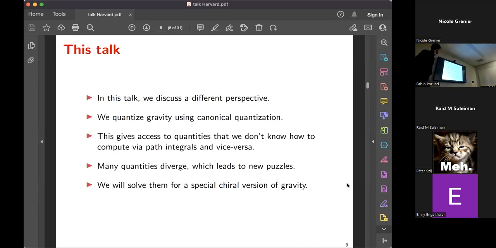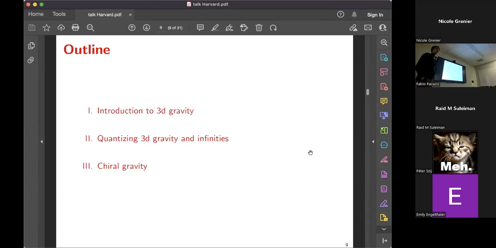Okay, so the outline of the talk is that I will introduce some standard 3D gravity. This is mostly review of 3D gravity. Then we are going on to quantize 3D gravity directly in canonical quantization. As I told you, there are many bad things going on that I will point out. Many of those are well known, but some are not so well known, I think. And then we go on to this more special theory of chiral gravity, where you can actually solve many things.